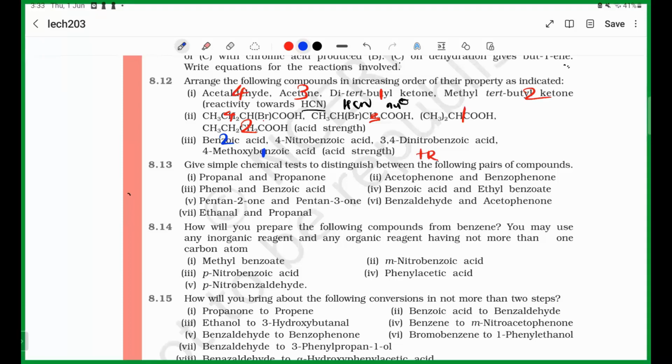And you have nitrobenzoic acid, and you have 3,4-dinitrobenzoic acid. Clearly 3,4-dinitro has two nitro groups, so it has more electron withdrawing effect. So that should be 3 and that should be 4.